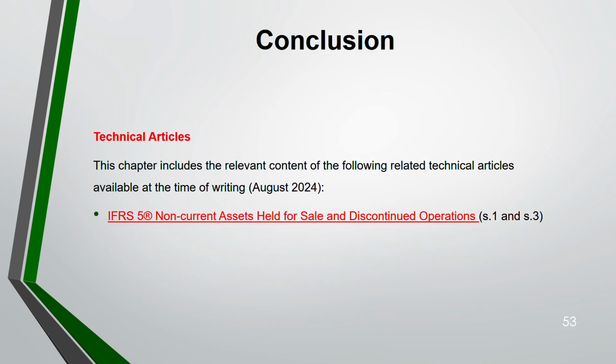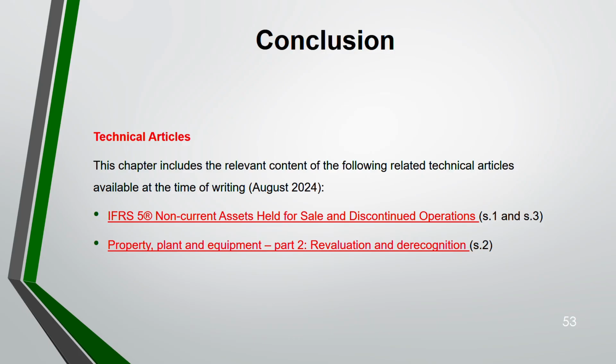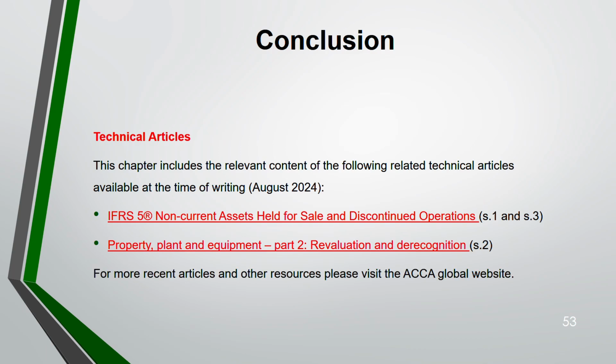And here we have two technical articles that you have to read on your ACCA website: IFRS 5 non-current assets held for sale and discontinued operation, and property, plant and equipment part 2, revaluation and derecognition. So make sure that you read these two technical articles on your ACCA website.